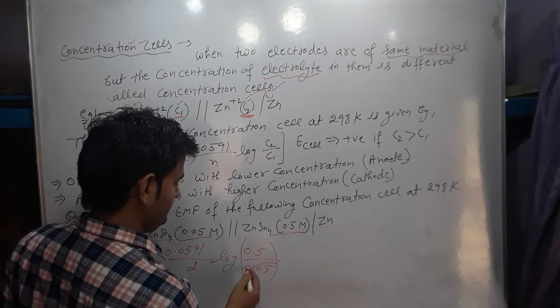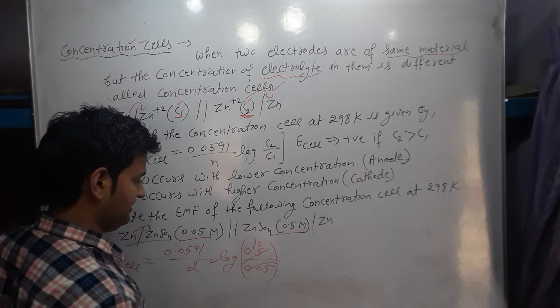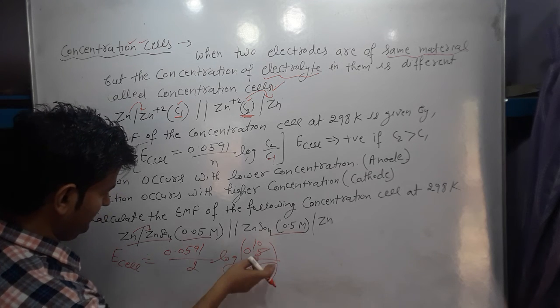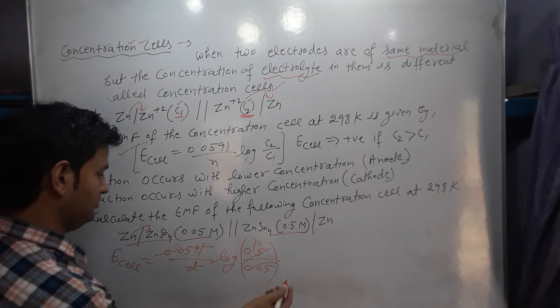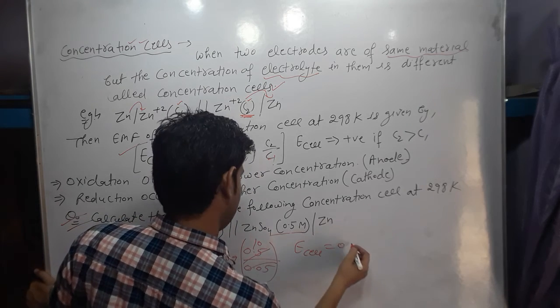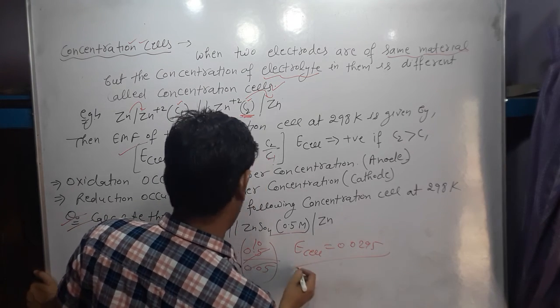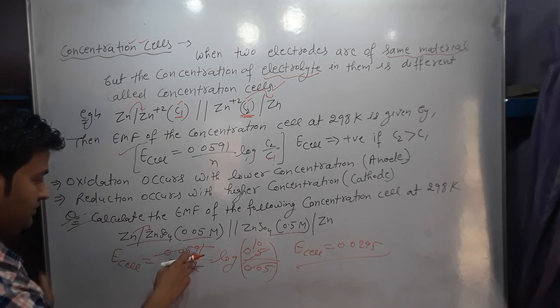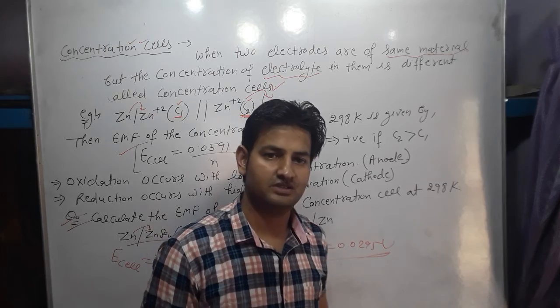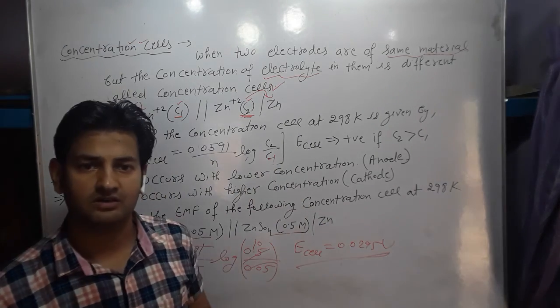So we can calculate. The ratio converts into 10, and log 10 is 1. So the EMF of the cell comes out to be 0.0591 over 2, which is approximately 0.0295. This is the EMF of the concentration cell given in the question.